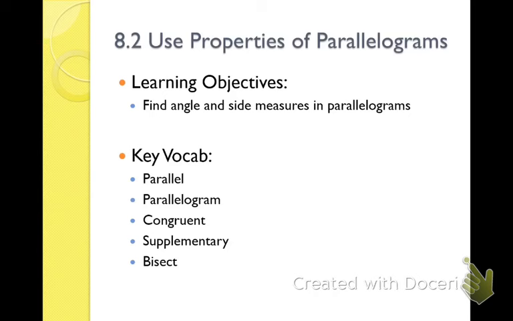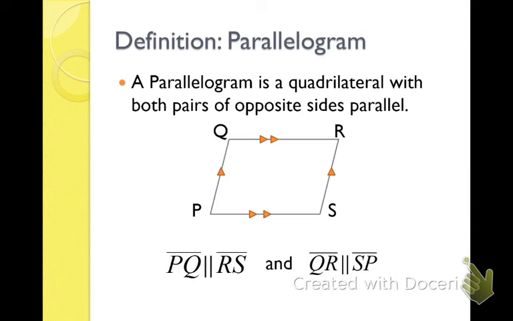So 8.2. Use the properties of parallelograms. Our objective is to find side and angle measures in parallelograms. Definition. A parallelogram is a quadrilateral with both pairs of opposite sides parallel. Now the parallelogram has many characteristics, but the definition is the opposite sides being parallel, okay, as marked here.